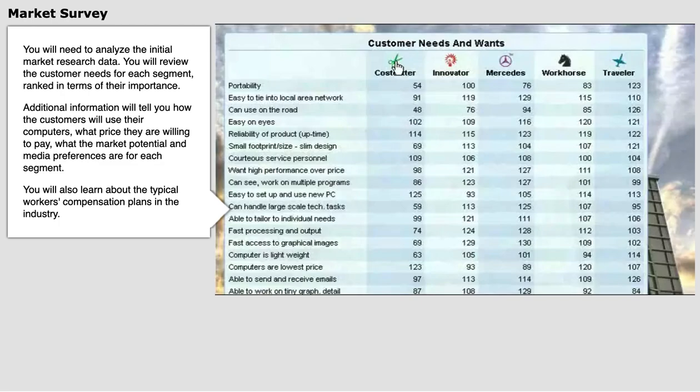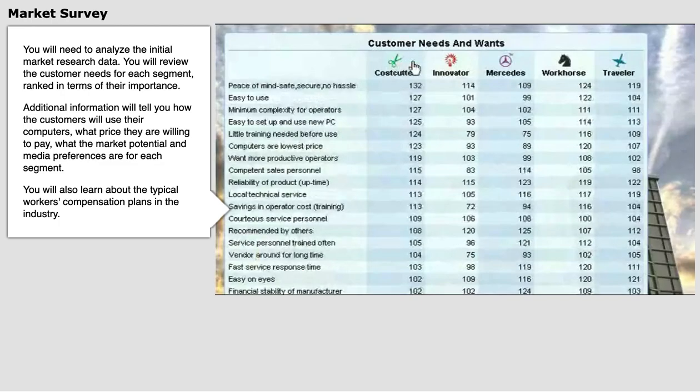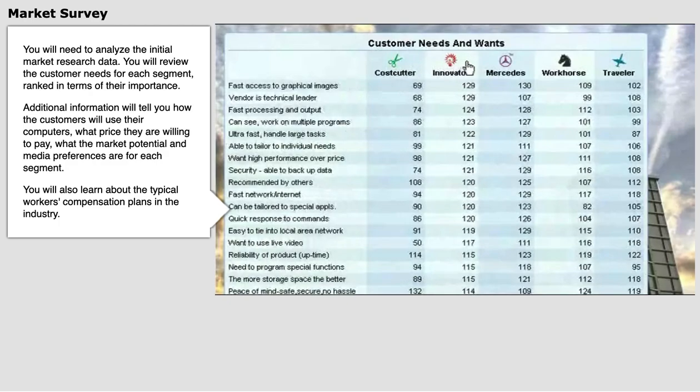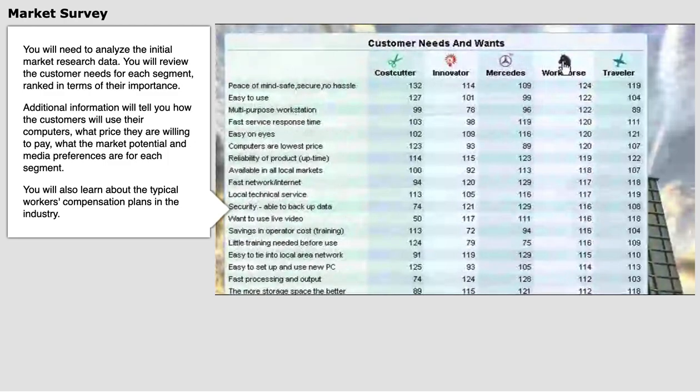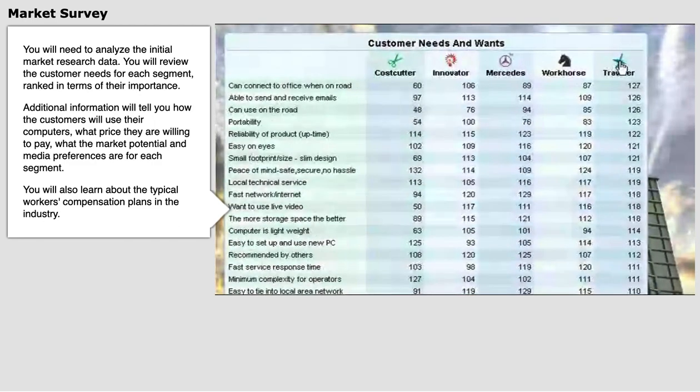You will need to analyze the initial market research data. You will review the customer needs for each segment, ranked in terms of their importance. Additional information will tell you how the customers will use their computers, what price they're willing to pay, what the market potential and media preferences are for each segment. You will also learn about the typical workers' compensation plans in the industry.